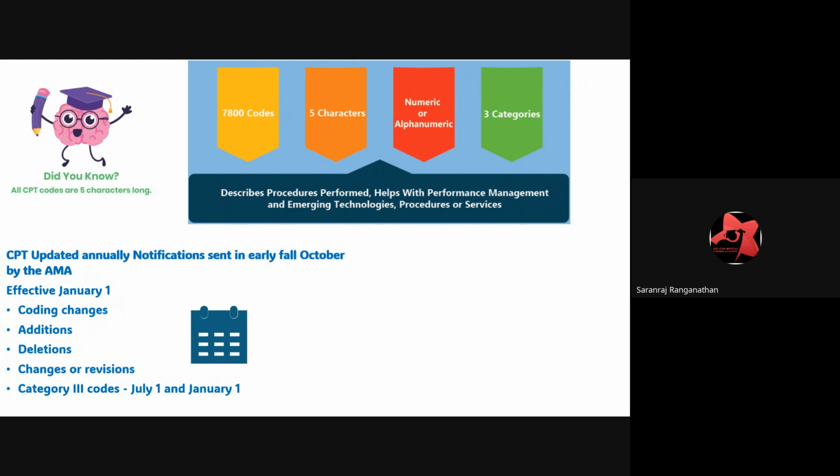What revisions happen there? They may change a code description, or add new CPTs, or delete an old CPT and add a new CPT. Any one of these changes may occur. Apart from that, category 3 is one more section in the CPT book, and we'll discuss in detail what category 1, category 2 and category 3 are. Category 3 is revised not only in January but again in July, because it is a temporary or emergency code. That is the reason it gets updated twice yearly.